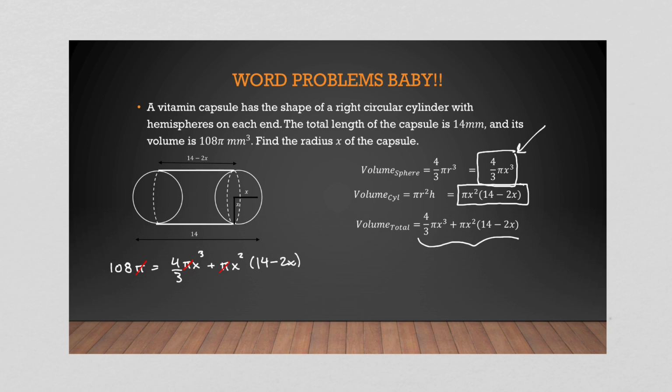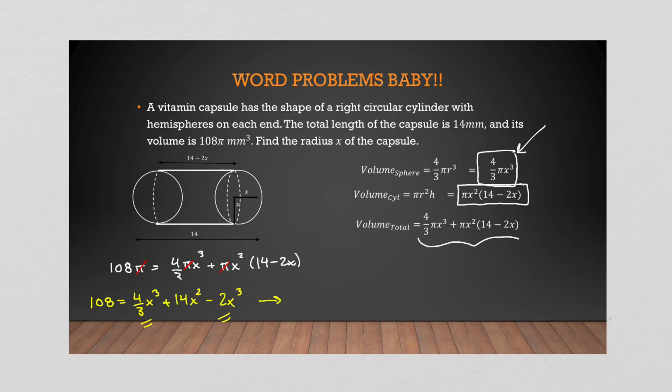So now what we have is 108 equals 4 over 3 x cubed plus x squared times 14, so 14x squared and then minus 2x cubed. Now, ideally, getting rid of fractions is nice. We don't really want to have fractions if we can avoid it. We're also going to combine these things, right? So we end up with, and we want to get it equal to 0.